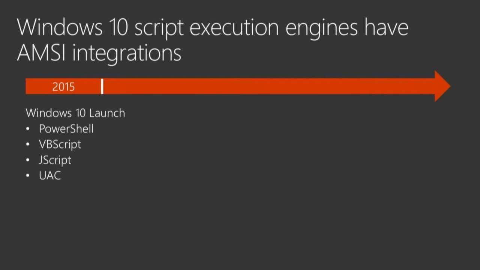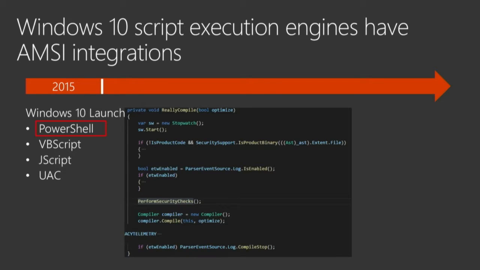OK, so Windows 10 has a lot of really cool script integrations with AMSI. We're creating AMSI calls from a lot of our different scripting engines on Windows as Windows components. At the Windows 10 launch with AMSI, we introduced PowerShell, VBScript, JScript, and UAC integrations. So let's have a quick look at how the PowerShell AMSI integration works.